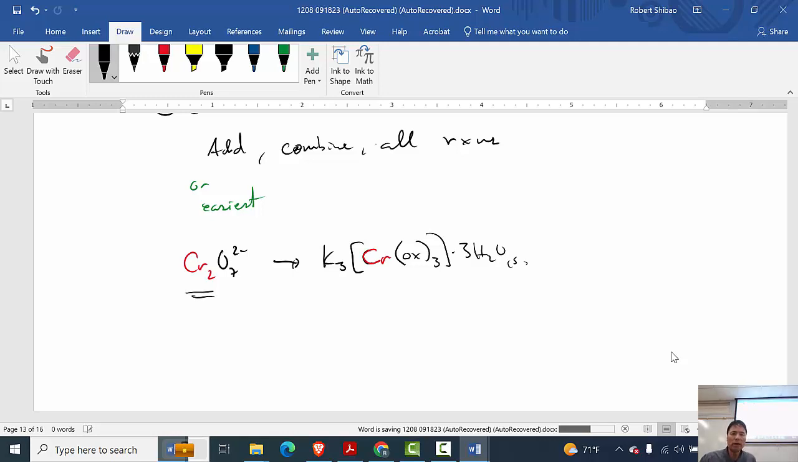So I have 2 chromiums over here. I have 1 chromium over here. So the simplest way to balance it is just throw a 2 right here.